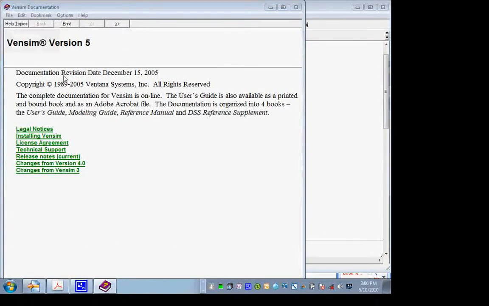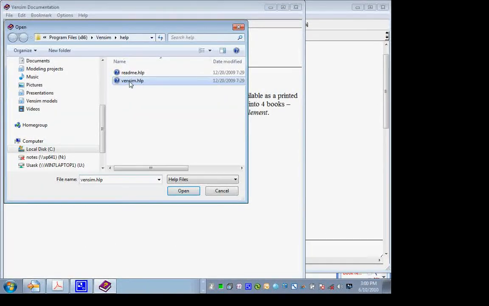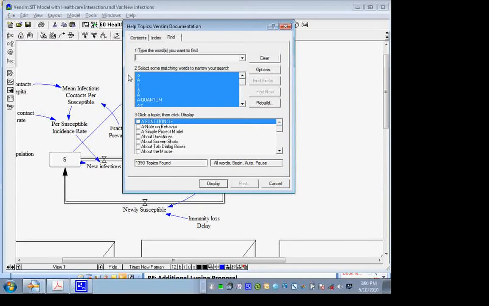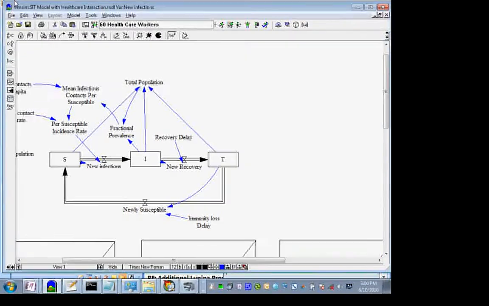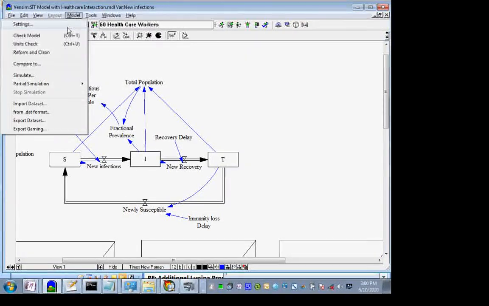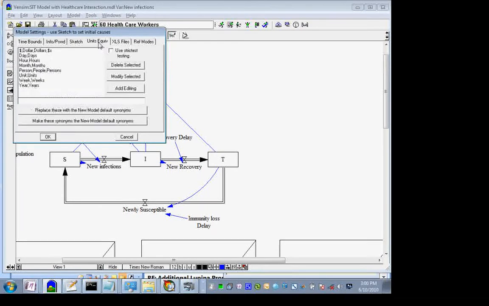Vensim. Yeah. Okay, so unit, what are they called? Unit equivalence? Come on. Unit equivalence. Here we go. Yeah. Model settings. Oh yeah. Okay. So model settings, and then there it is. Yeah. So day is day, days. Okay. That's nice. Thank you, Karen.